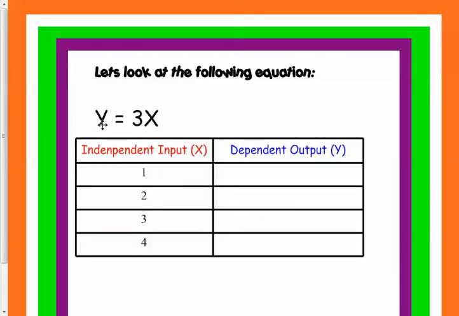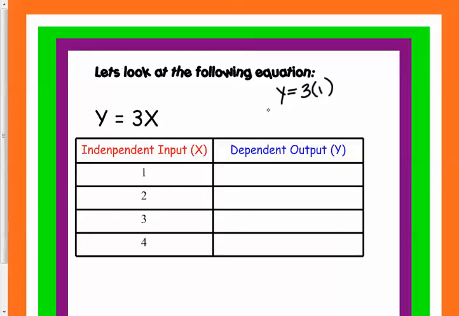Okay, so let's look at this one. I want you to take a second and I want you to think. If you had x as 1, you're going to substitute 3 times 1. Write that in on your paper and sketch this table for me. Then what I want you to do is plug in 1, 2, 3, and 4 separately, each for x, and come up with the output.